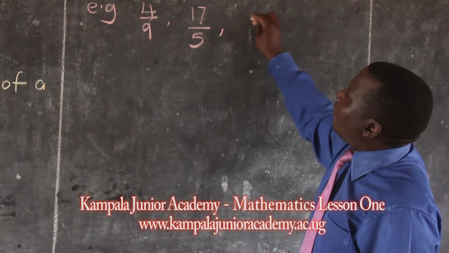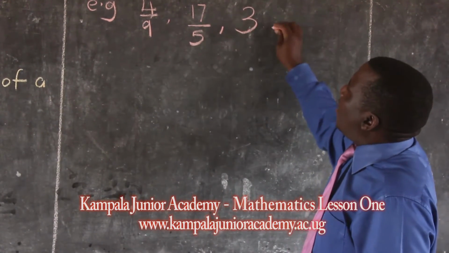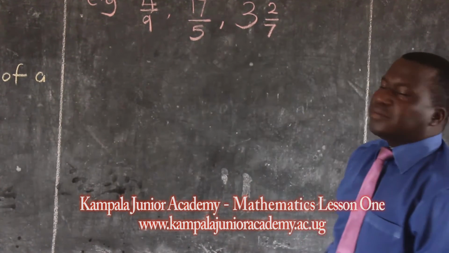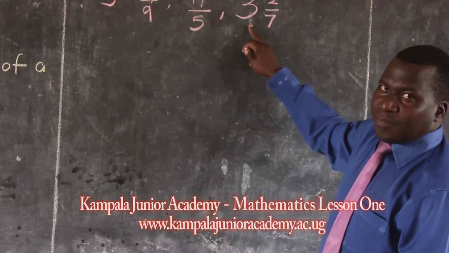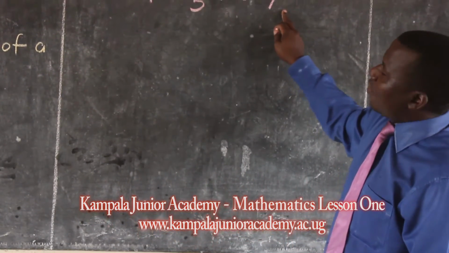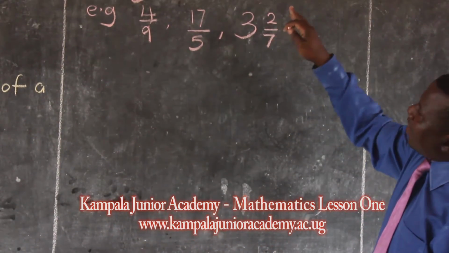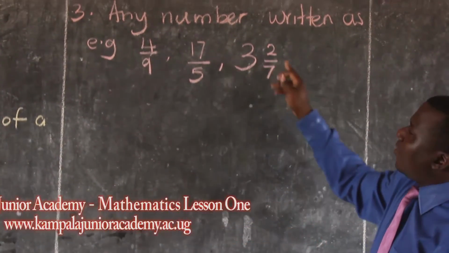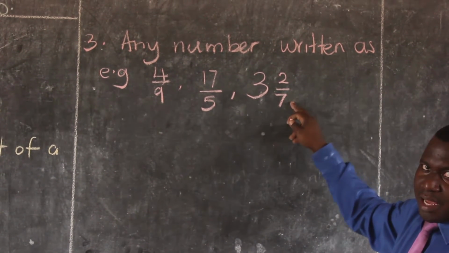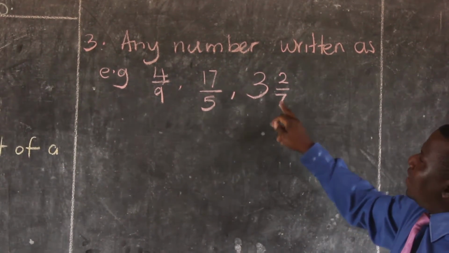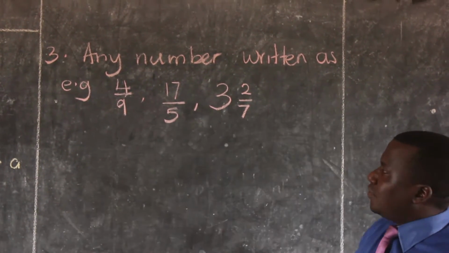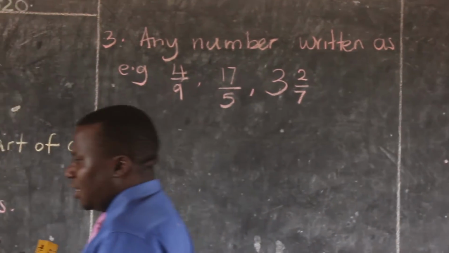And we can also have 3 whole number and 2 out of 7. So this one is a mixed number, not a mixed fraction, because it has a whole number and part of a fraction. That's why it's called a mixed number. And this part of the fraction here should be proper. Okay.